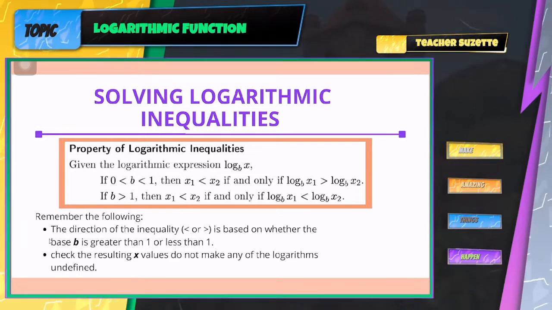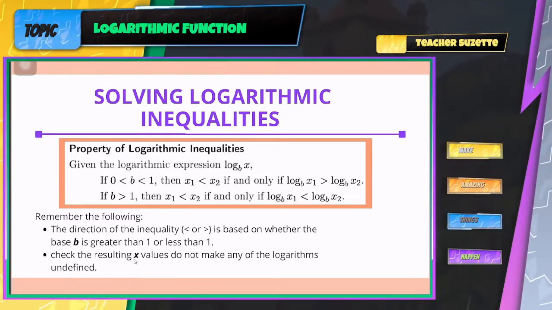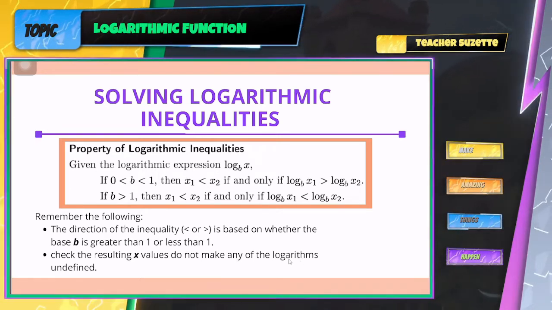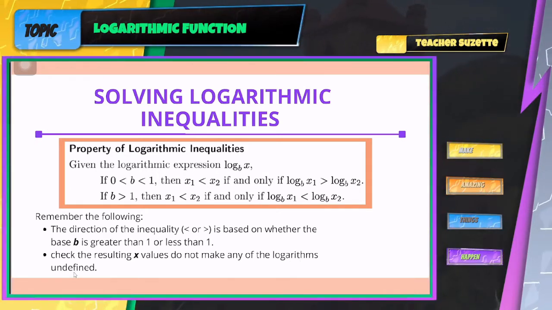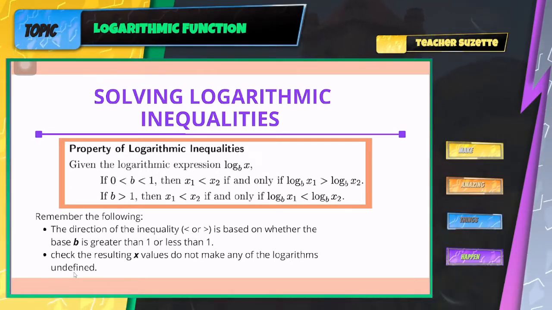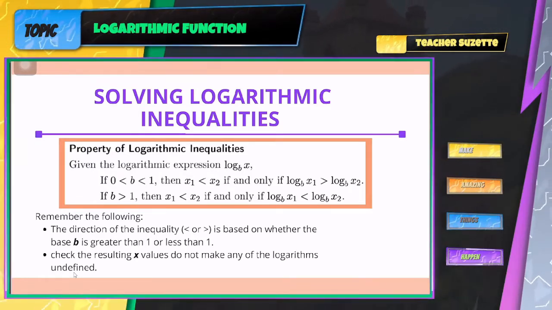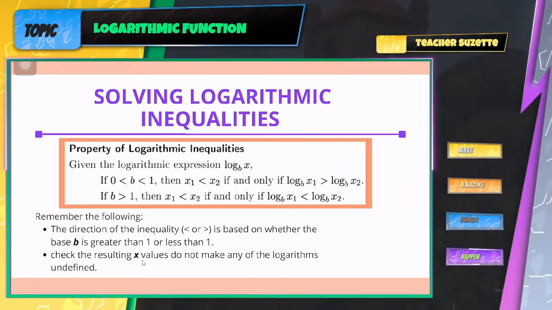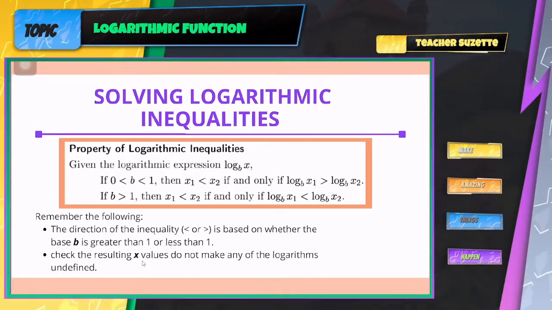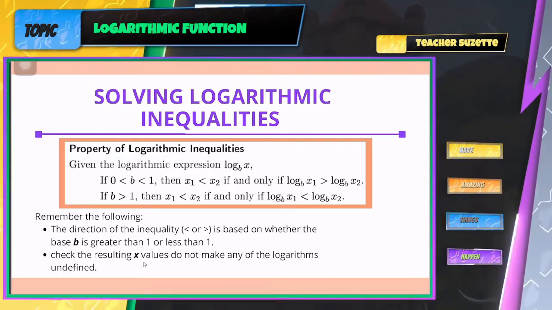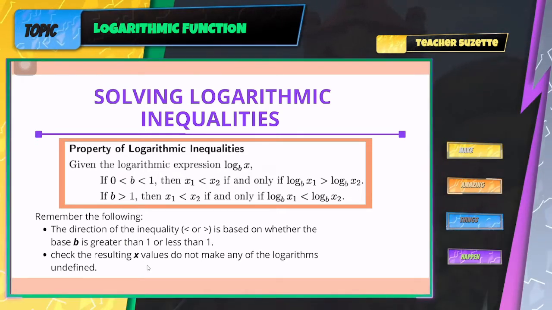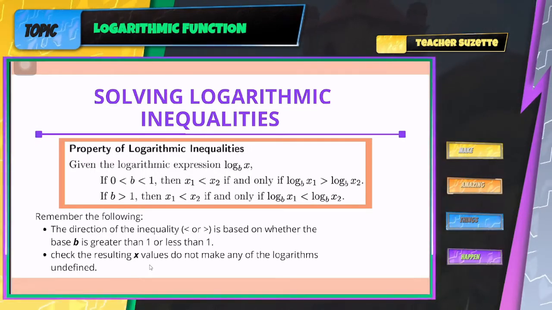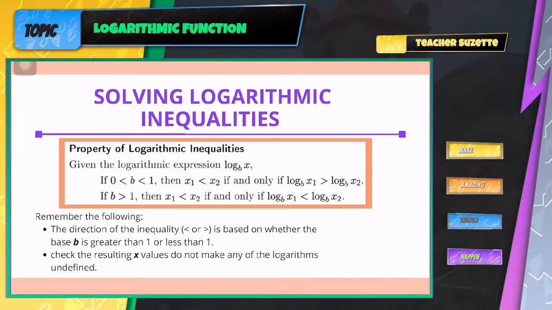Another thing we have to remember is to check the resulting x values that do not make any of the logarithms undefined. So in our logarithmic inequalities, before solving, we have to check the resulting x values that would make the logarithmic expressions defined, so they should not be undefined. So, let's proceed with our examples.